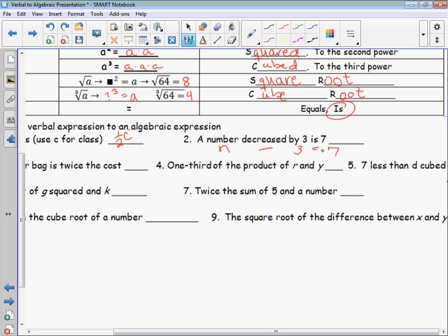Now you don't need to know what n is. I'm not asking what the number is. I just want you to translate it. And we translate a number decreased by 3 is 7. We just translated that to n minus 3 equals 7. So we're translating from verbal to algebraic, from written words to math symbols. All right, I'll give you 5 minutes in your group. See if you can finish up. Get all the way down to number 9.